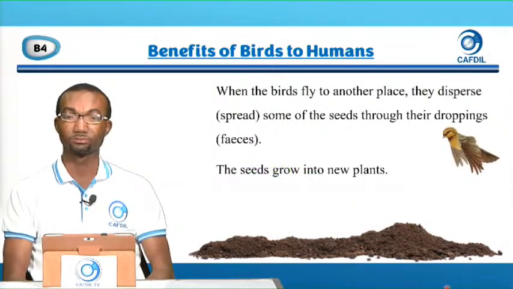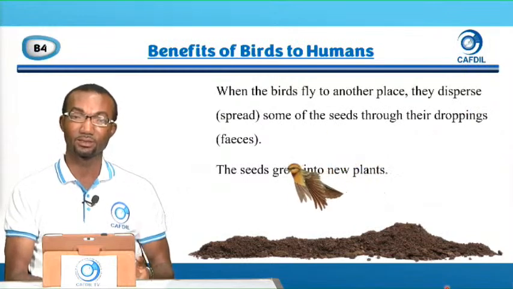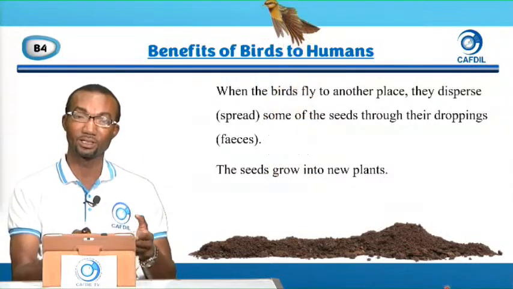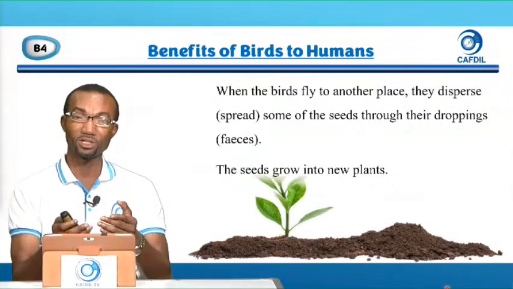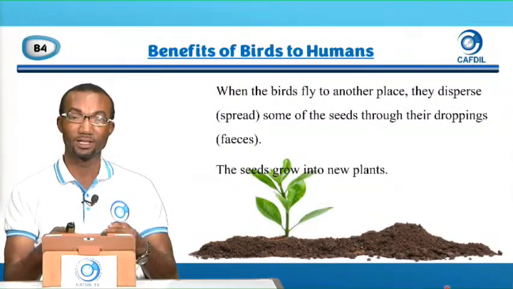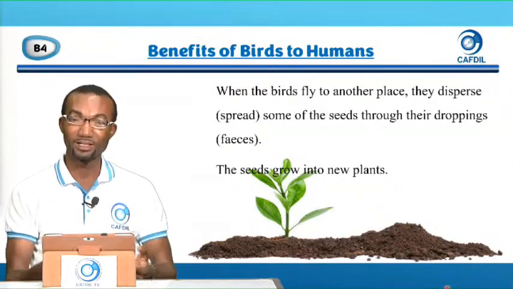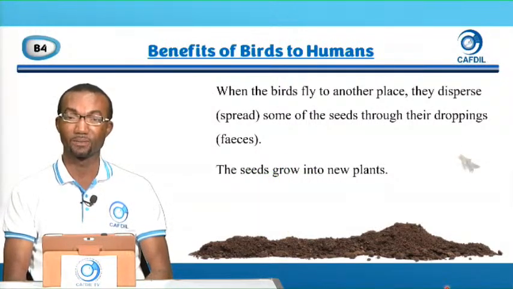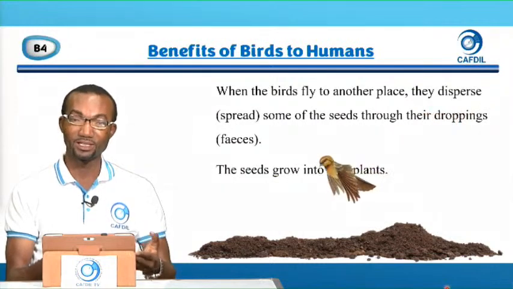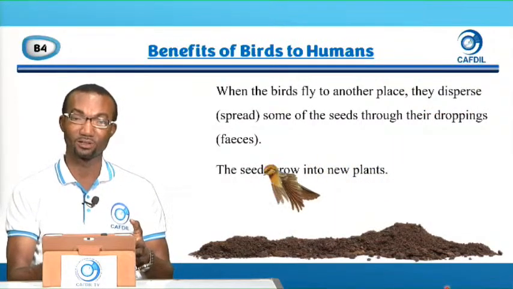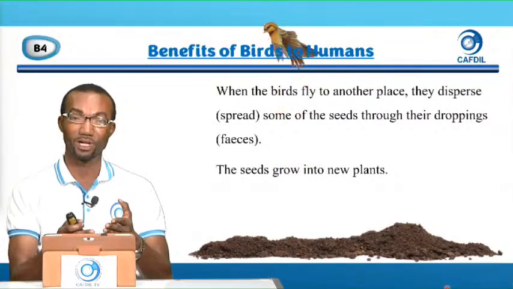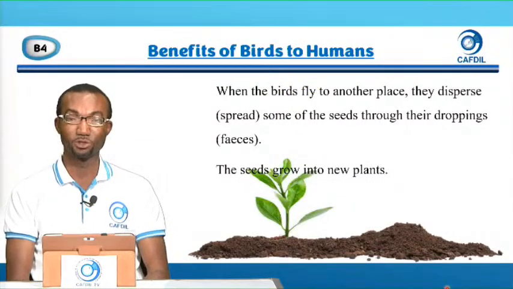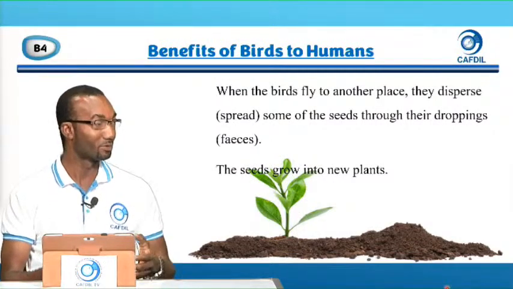Let's look at it again. The bird, after eating the guava, will just fly to another place, and through the droppings, you saw that the bird dropped some feces on the ground, and because it contains some seeds, the seeds, after getting all the necessary conditions, will germinate into new plants. Let's watch it for the last time. So the bird, after eating the guava, dropped some feces. It drops into the soil and then it will fly away. After some time, after getting good conditions, the seeds will germinate into new plants. So birds help to spread seeds.